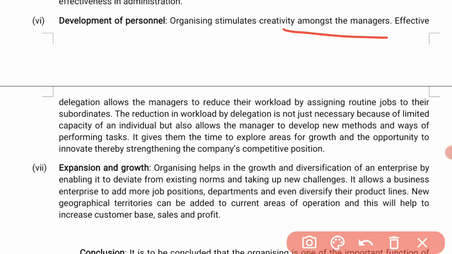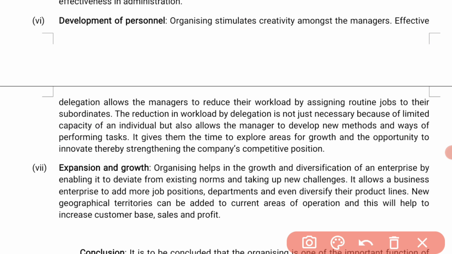The reduction in workload by delegation is not just necessary because of the limited capacity of an individual, but also allows the manager to develop new methods and ways of performing tasks. Delegation means transferring the authority from supervisors to the subordinates. The work is transferred to the subordinates to reduce the work of an individual and to develop new methods of performing the task. It gives them the time to explore areas for growth and the opportunity to innovate, thereby strengthening the company's competitive position. So one more thing, the development of person, is helpful to increase innovative ideas with the help of opportunities and strengthening the company's competitive position. For this, we can say one of the importance of organizing is development of person.